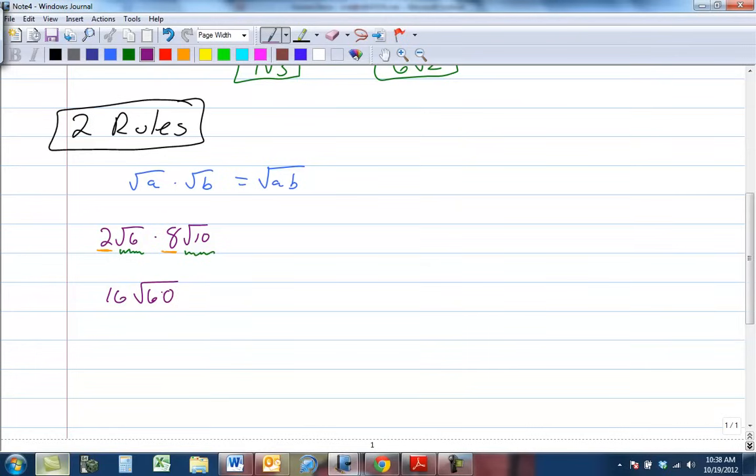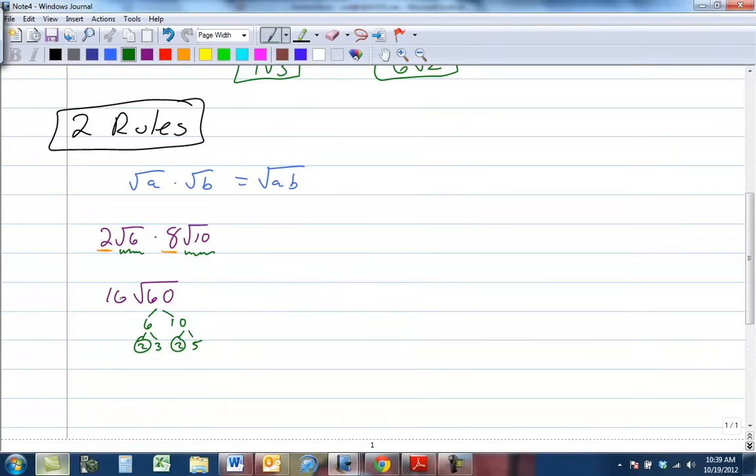Are we done? Not quite. You got to simplify 60. If it can simplify, simplify. What multiplies to 60? Well, clearly 6 times 10. That's how we got it, right? Anyways, 6 times 10, 6 breaks down to 2 and 3. 10 breaks down to 2 and 5.